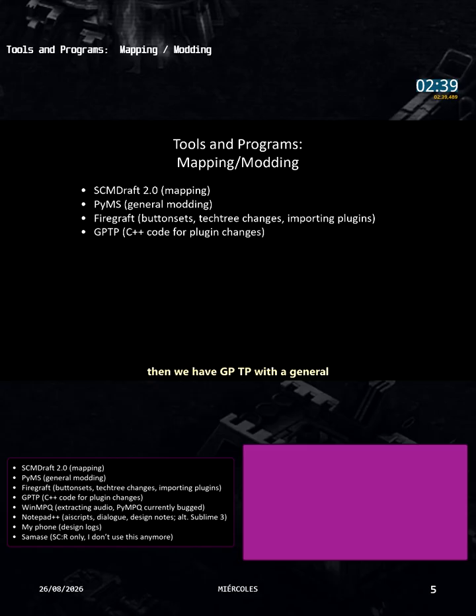Then we have GPTP, a general plugin template project. This is for C++ code that I get Voyager and iQuare to code for me, because I can't code, for plugin changes. No, in all seriousness, I just consult those two people before going ahead with my code, or if I have any problems at all, I don't try to solve them on my own at all. I just bother those people. So there you have it. Those are the hidden figures in my workflow.